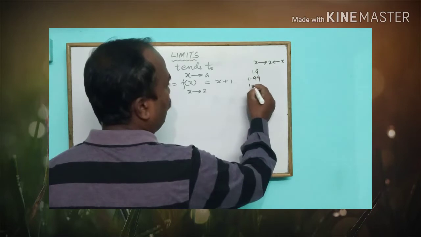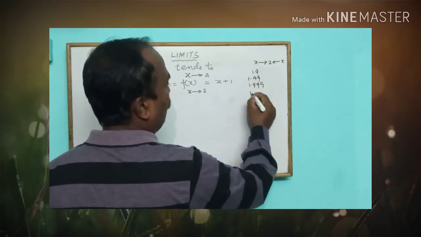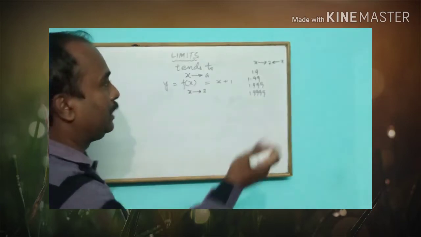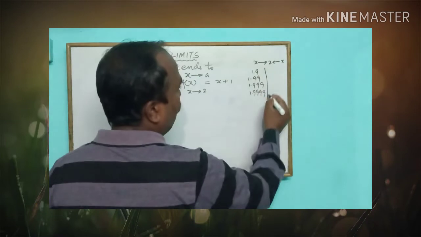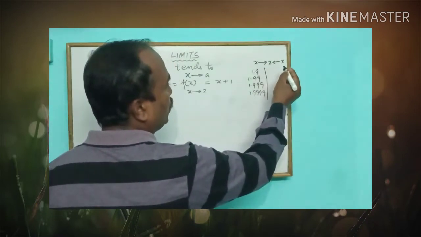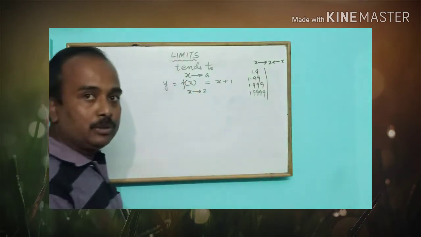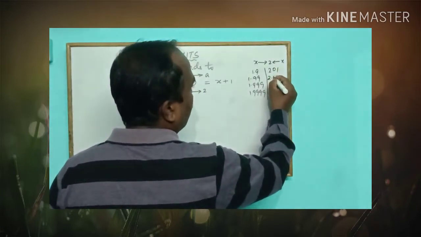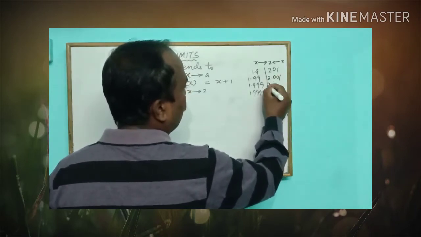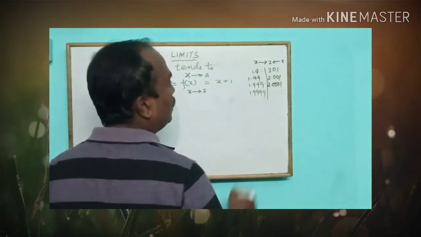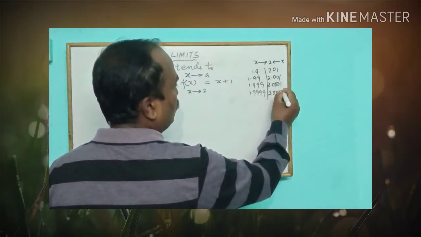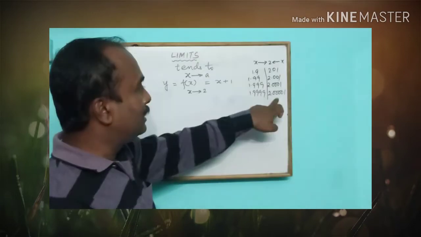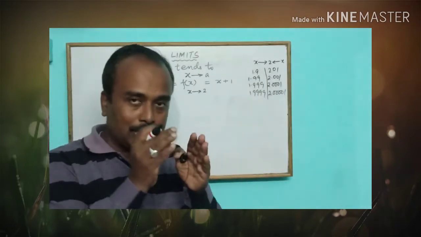1.99, 1.999, 1.9999. Means if I increase the number of nines, it comes nearer and nearer to 2. And on the other side, 2 can be approached from the right side, from the values little more than 2, like 2.01, 2.001, 2.0001 or 2.00001.